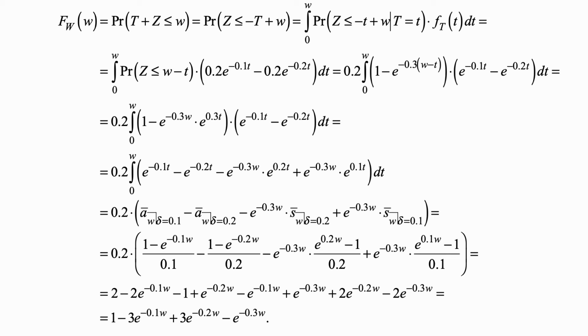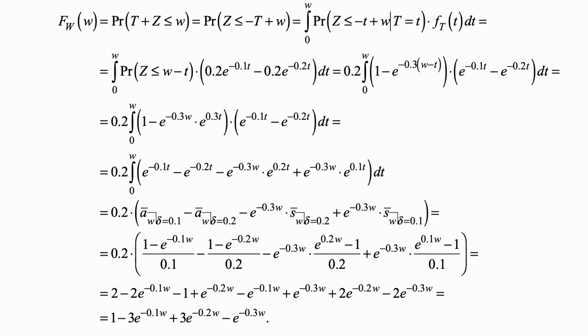Okay, then we just write out the formulas for a bar and s bar, and then we multiply 0.2 by every single one so that it cancels out in some way every time with the denominator, and the whole thing becomes 2 minus 2 e to the minus 0.1 w minus 1 plus e to the minus 0.2 w minus e to the minus 0.1 w plus e to the minus 0.3 w plus 2 e to the minus 0.2 w minus 2 e to the minus 0.3 w. So this becomes 1 minus 3 e to the minus 0.1 w plus 3 e to the minus 0.2 w minus e to the minus 0.3 w.